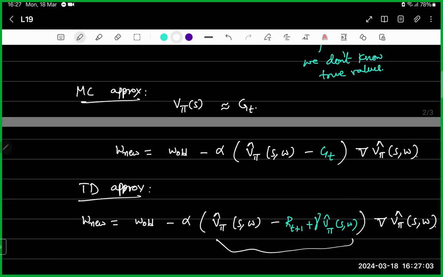So that's why this is not a proper gradient descent algorithm. That's why this is called a semi-gradient descent algorithm, because you are taking the derivative only with respect to this term. You are ignoring the dependence on W in the other term. There are two terms which depend on W, but you are taking the derivative with only one of them. We can differentiate, but it will lead to some issues. So that's why this is called semi-gradient.